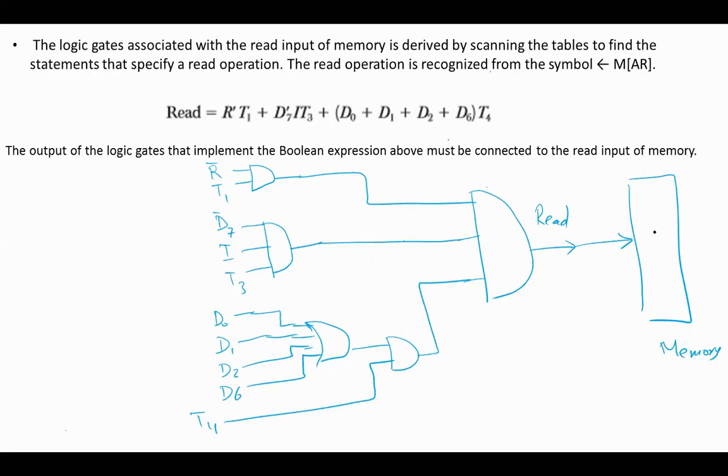And for performing the read operation, the select lines S0, S1, S2 should also be applied to the bus, and in case of memory, they are 1, 1, 1. So having 1, 1, 1 and the control signal read, the contents of the memory location addressed by the address register are read and transferred to the data register.